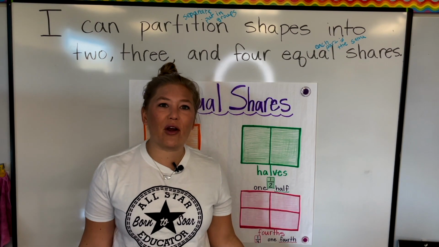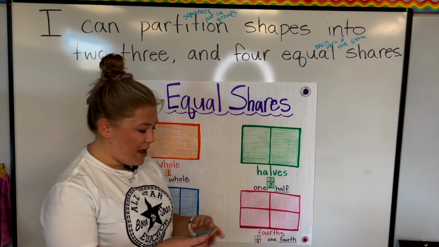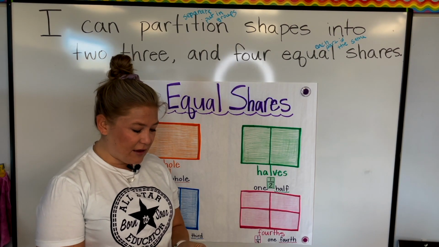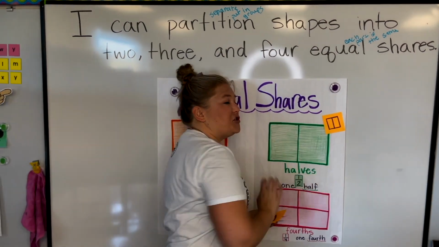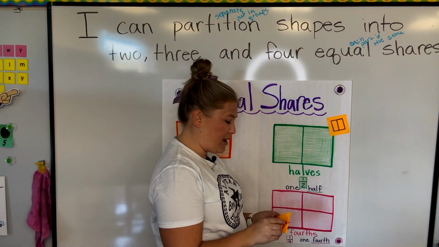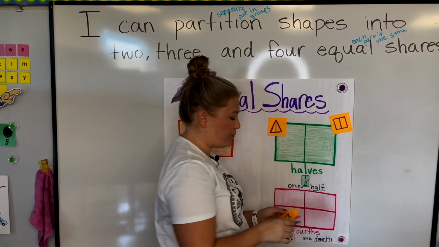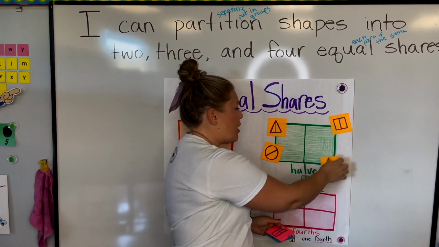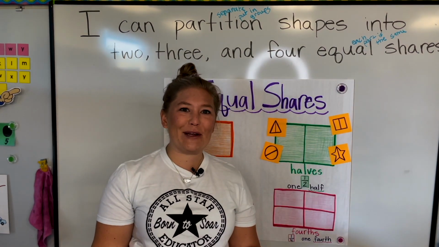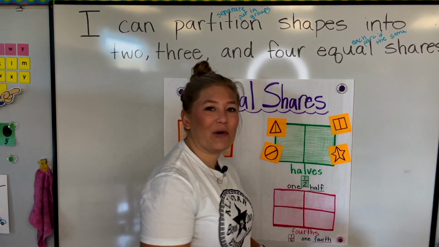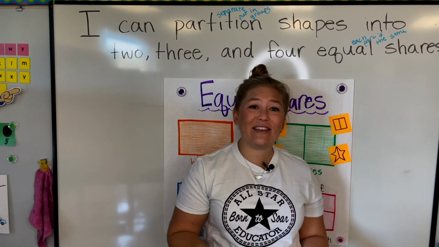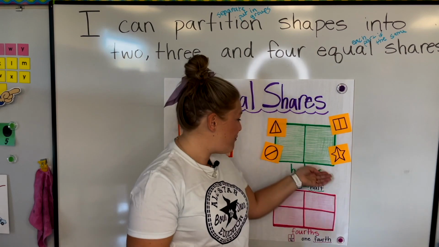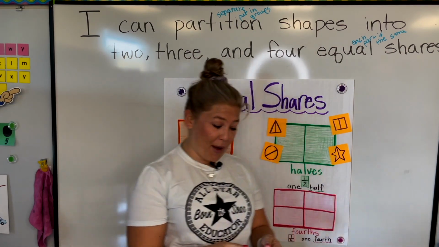All right, so we can break apart other shapes into equal shares as well. If I'm looking at my halves right here, I know I can break apart my halves. I can break apart a square into a half. I can break apart a triangle. I can break apart a circle. And I can even break apart a star. Now, are there other shapes I can break apart into halves? Absolutely. These are just the ones I wanted to show you as an example. Can you think of a different one that may be a shape you could draw and break into 1/2? All right, now let's talk about thirds.